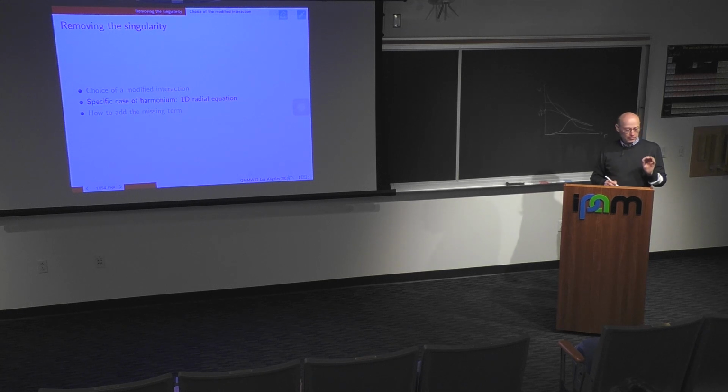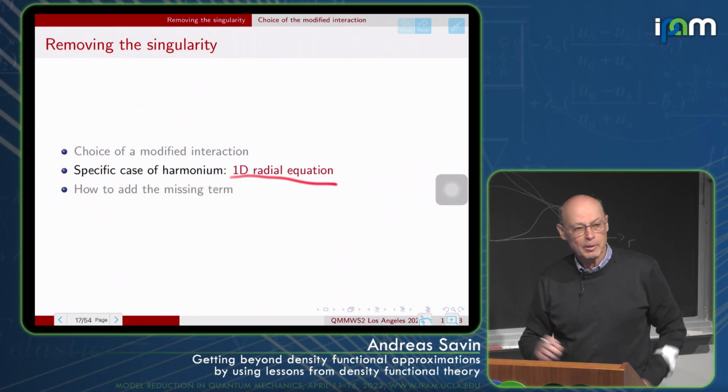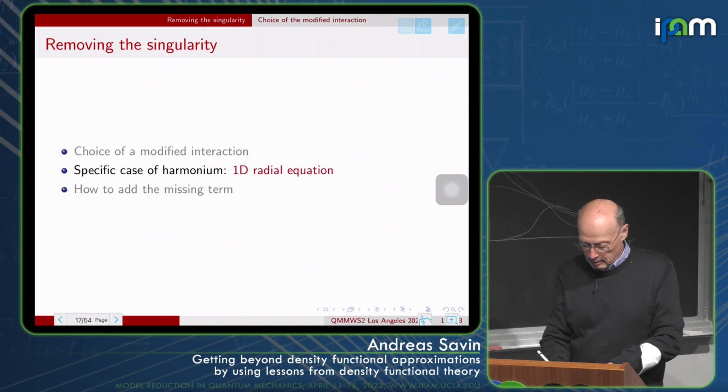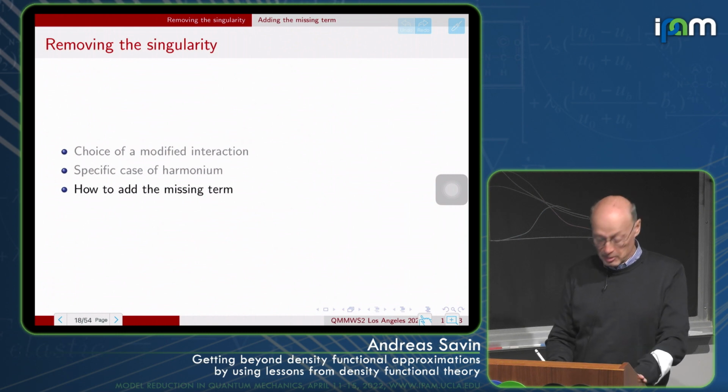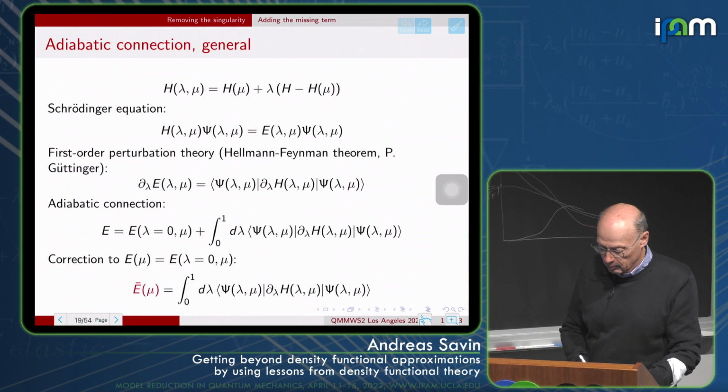Now we take the specific case of harmonium. So what was the choice? It was harmonium, and it was the one-dimensional radial equation. That's all I have to work with now for all the examples. Now the difficult point is how to add the missing term. That was the question before. What do I have with the missing term?